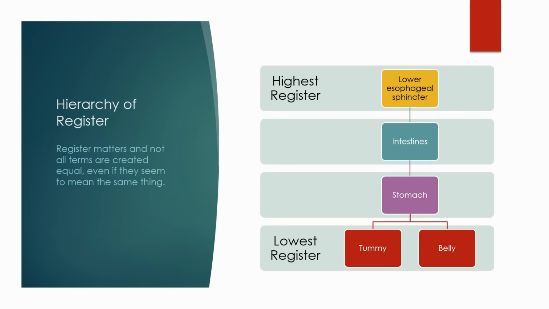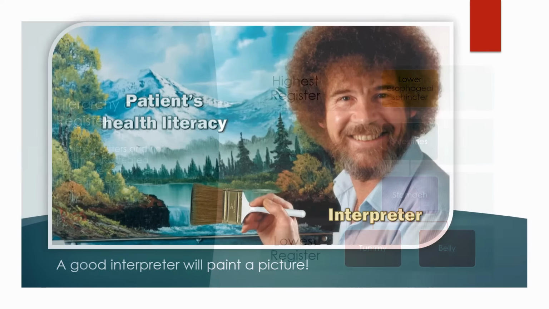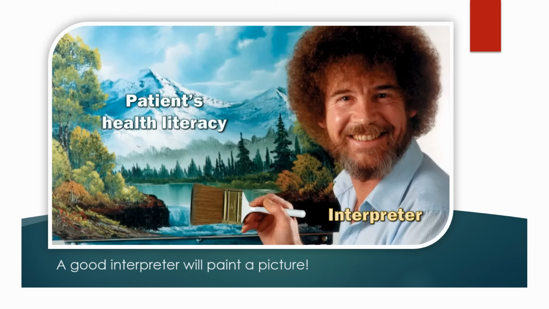So if they're talking about their shoulder blade, they're saying scapula. That gives the provider a clue that maybe this patient knows a little bit more about body parts, about anatomy, and they may not need to delve into as many explanations as they would with a patient who uses lower register terms. So a good interpreter will paint a picture of the patient's health literacy. Ideally, a good provider will pick up on these cues and match the patient's register. And they'll even decide how deep to delve into health education as they go.